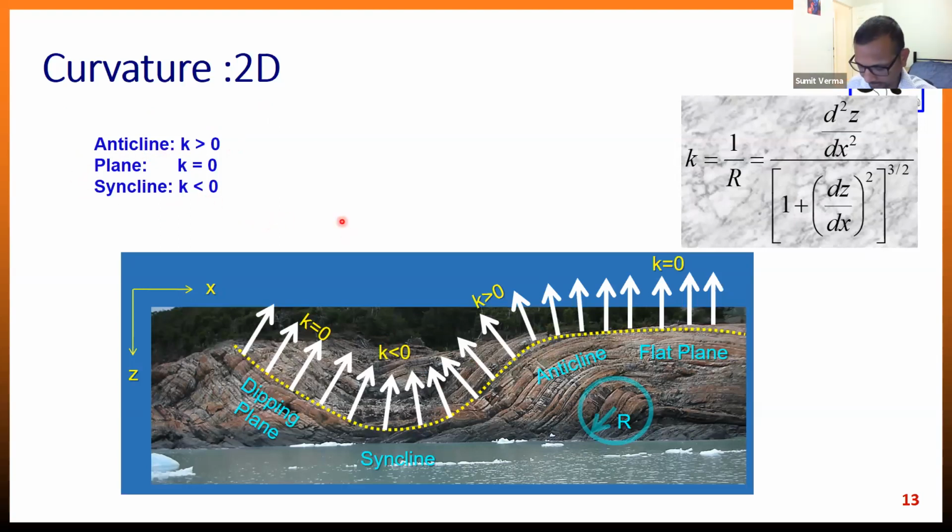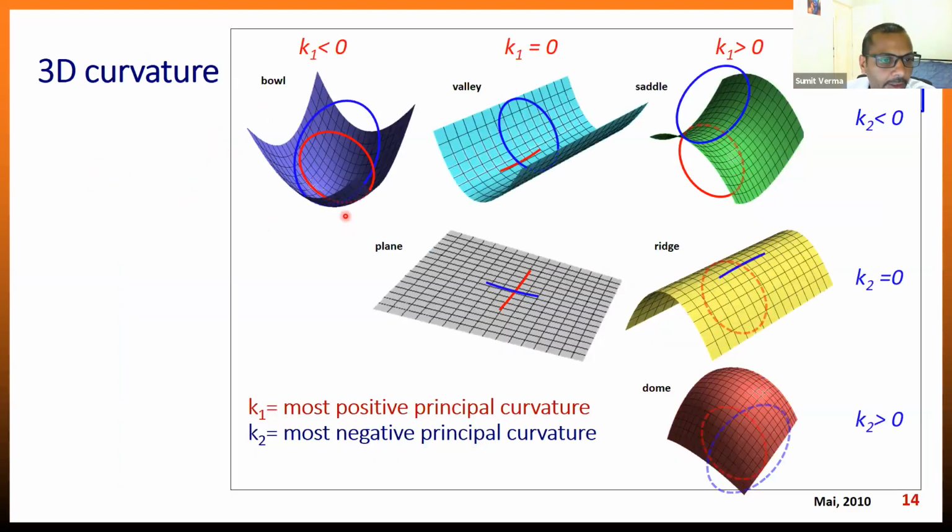So in order to define or represent a 3D body, you might need 2 curvatures rather than just 1 curvature. Like in 2D, you just need 1 curvature. So here in 3 dimensions, we define the 2 curvatures as K1, the most positive principal curvature, and K2, the most negative principal curvature. So the most positive principal curvature, again, it's the highest value of curvature, irrespective of its sign, actually. So it's the most positive curvature value. And K2 is the most negative, irrespective of the sign.